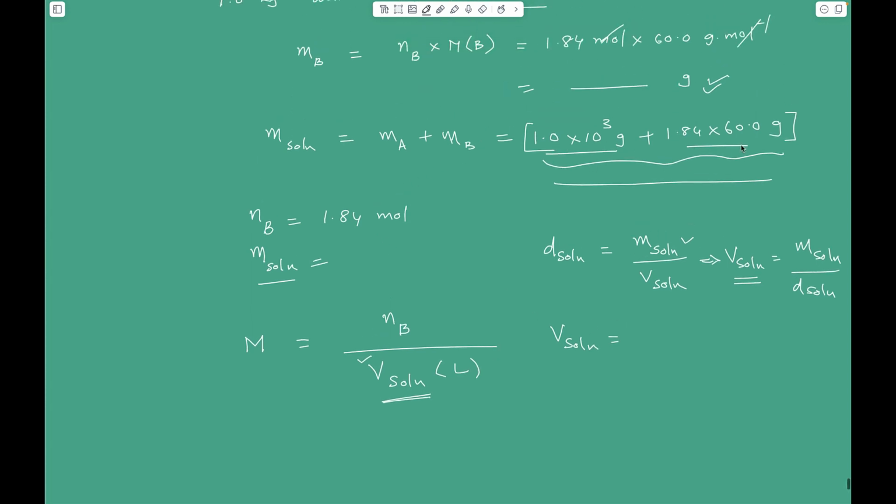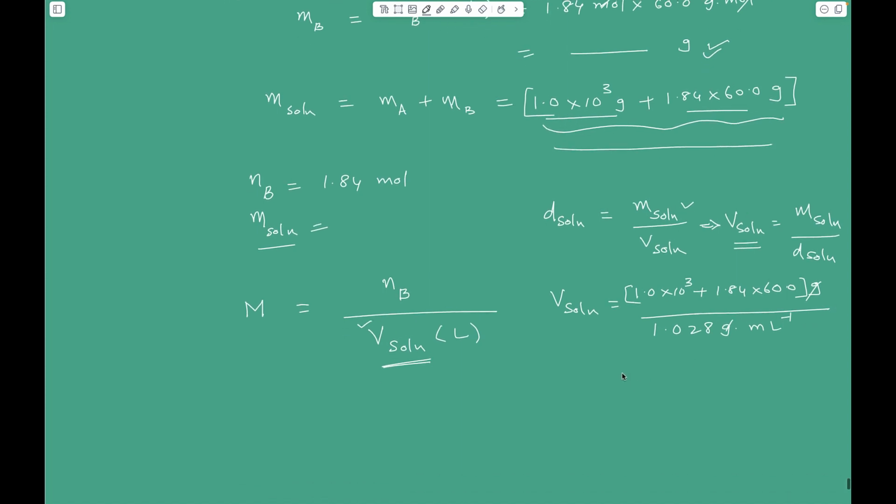Mass of the solution is this much in grams. So it is 1.0 into 10 to the power of 3 plus 1.84 into 60 grams over its density, which is given as 1.028 gram per milliliter. Cancel these two. Milliliter inverse goes into the numerator and becomes milliliter. So this will be the volume of the solution in milliliters.